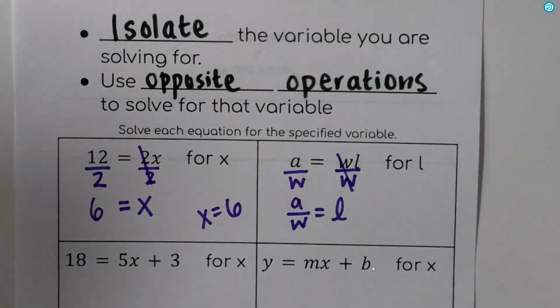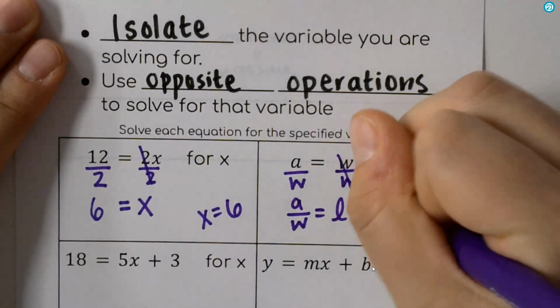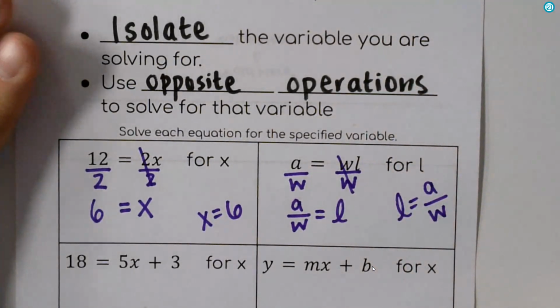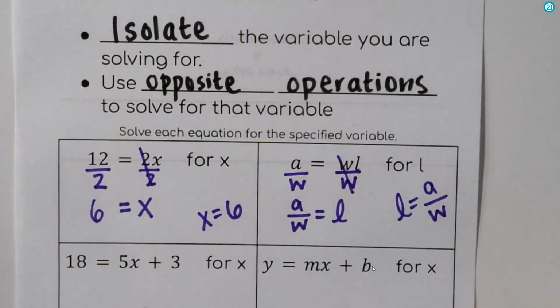And then we can flip that around at the end, because anytime we're solving for a variable, we want the thing we're solving for on the left. So we're going to flip that around to be L equals A over W as our final answer. Hey, any questions about that first one?